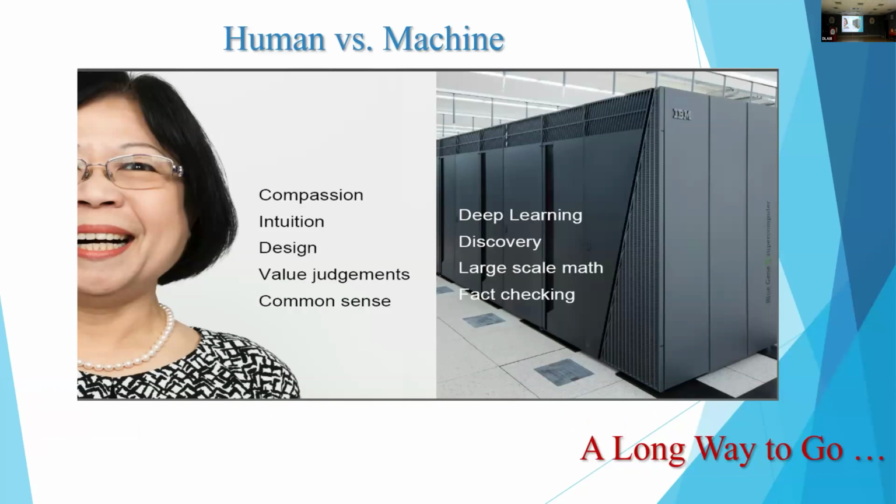But there is a lot more that we have to work upon. We human beings have compassion, intuition, desire, value judgment, common sense. Whereas on the contrary, in the machine, we are feeding deep learning, skill, mathematics, fact checking, GPU. But then we have to have some kind of good interface and ethical way to design all these into the machine so that the machine can also work fine.